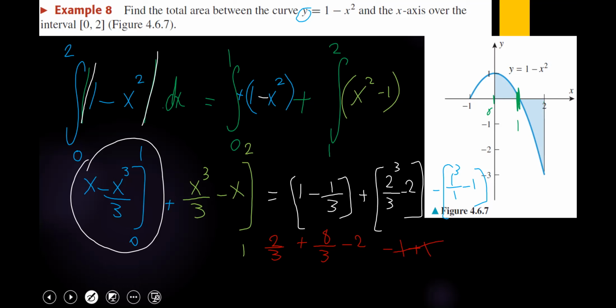So here 2 plus 8 is 10 over 3, minus 2 over 1 times 3 times 3, so we have it as 6. 10 minus 6 over 3, which is 4 over 3. This will now be the total area between the curve of 1 minus x squared and the x-axis over the interval from 0 to 2.